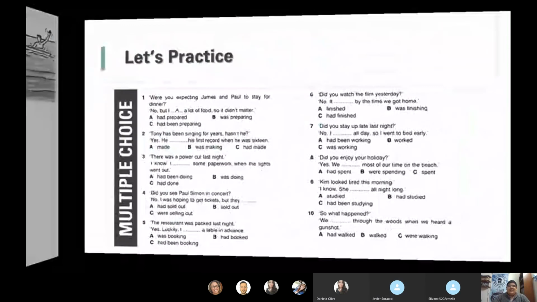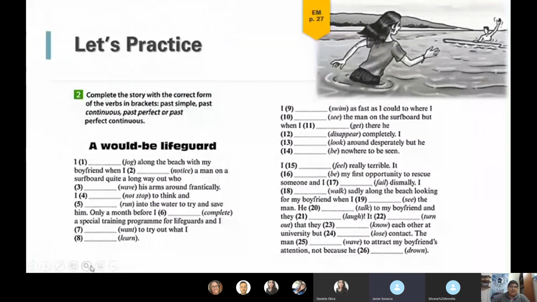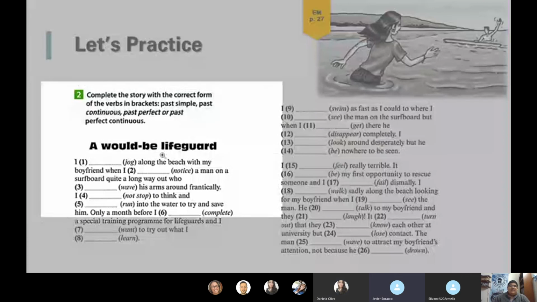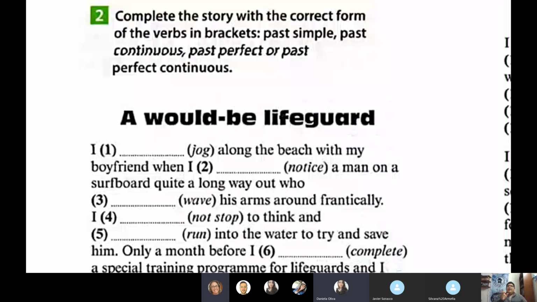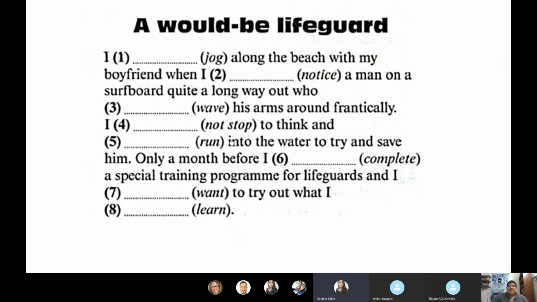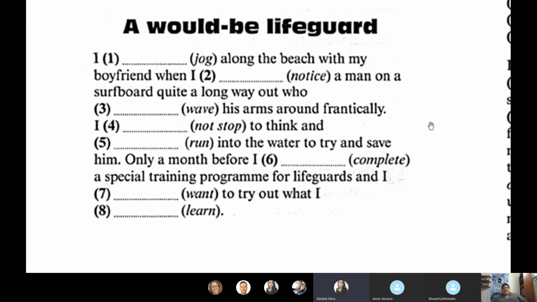Oh, tomorrow. But let's finish with this, yes, because Miss Rosario is waiting. Let's finish with this exercise. This is a very simple story, and you have to use the past simple, the past continuous, the past perfect, or the past perfect continuous to complete it. Let's see. It would be lifeguard, yes? Let's complete this story. I jog along the beach with my boyfriend when a man on a surfboat, quite a long way out.